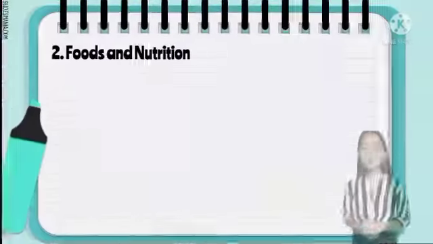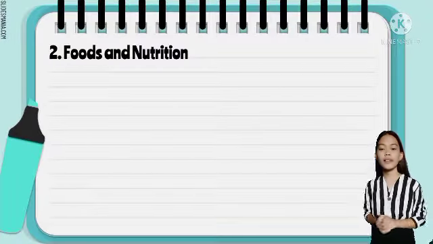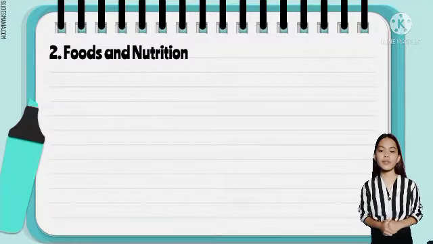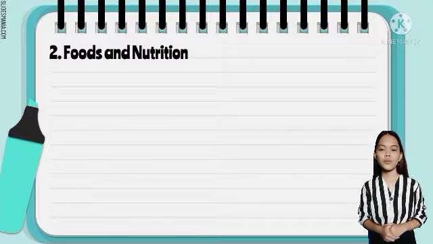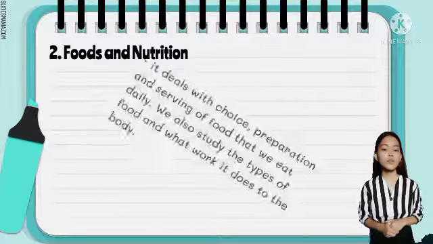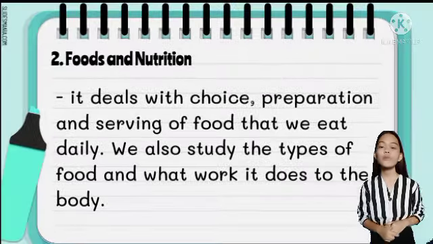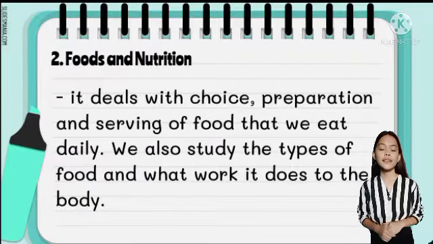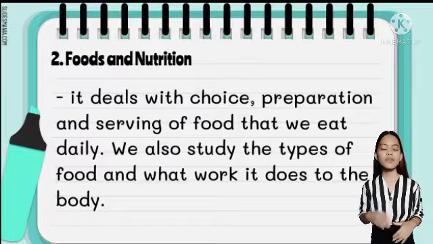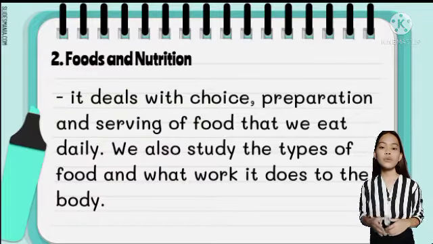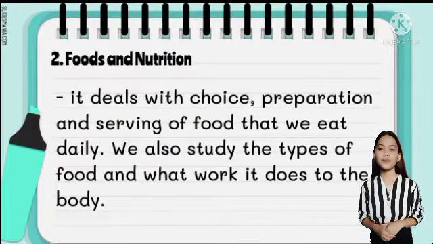So now let us go on to the second branch of home economics, which is foods and nutrition. When we say foods and nutrition, it is a branch of home economics that deals with choice, preparation, and serving of food that we eat daily. So we also study here what types of food and what work it does to the body.